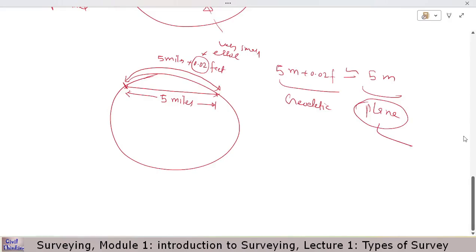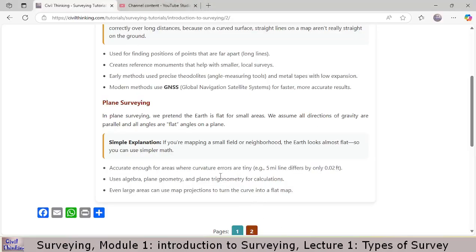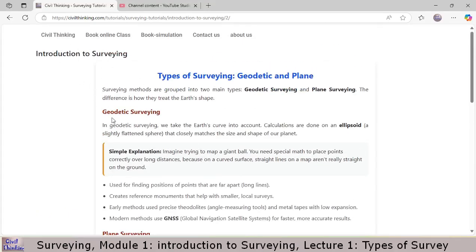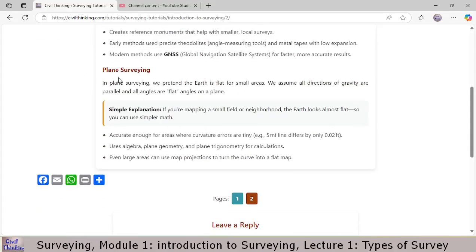Since the error is very small, we can safely use plane surveying. So this was just a brief introduction to the major types of surveys, the geodetic survey and the plane survey.